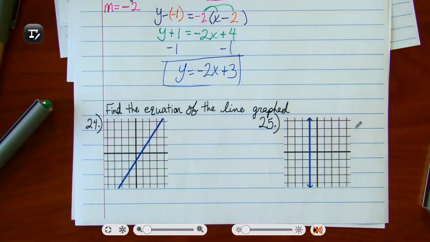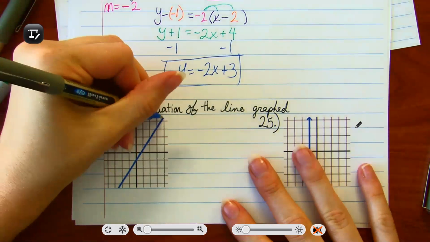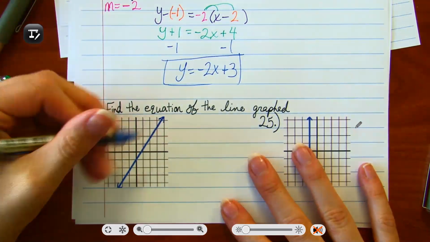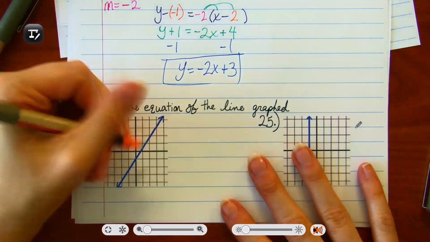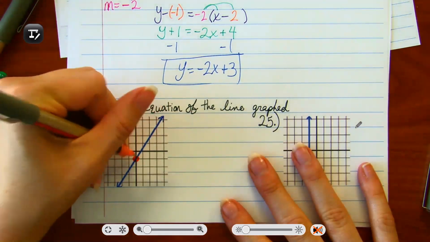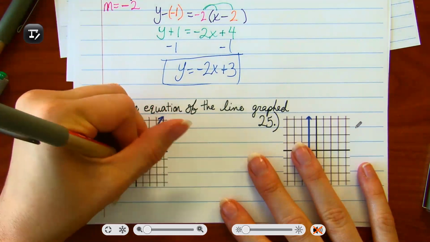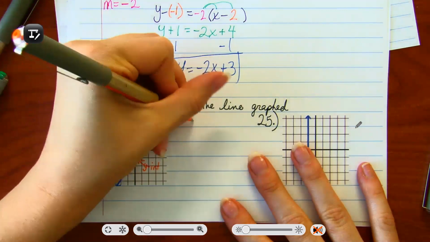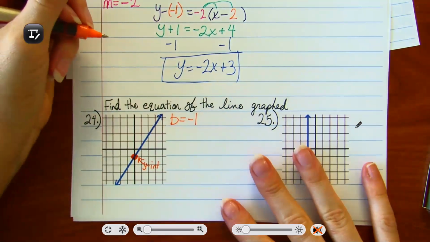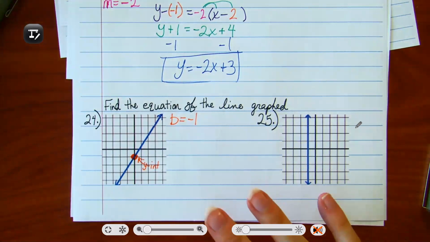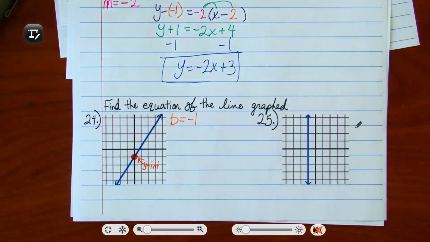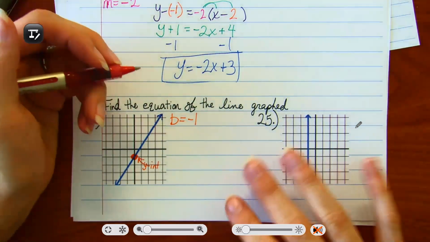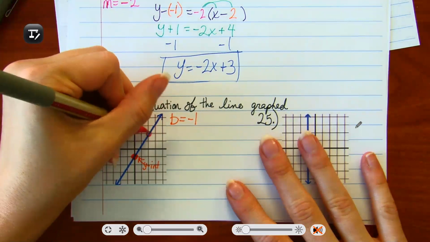Find the equation of the line graphed. So for number 24, first let me identify the y-intercept, which is located here at -1. So that's my y-intercept. So b equals -1. Then I need to find another point on the line. This line isn't perfect, but let's pretend it is. And let's say we have this point right here.